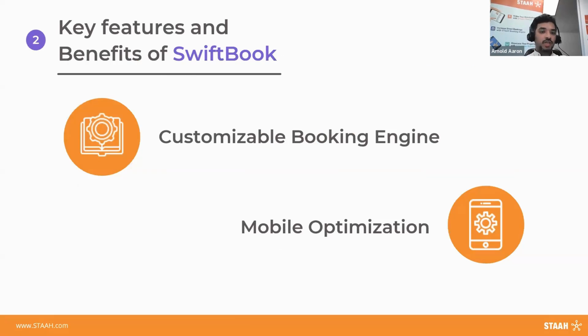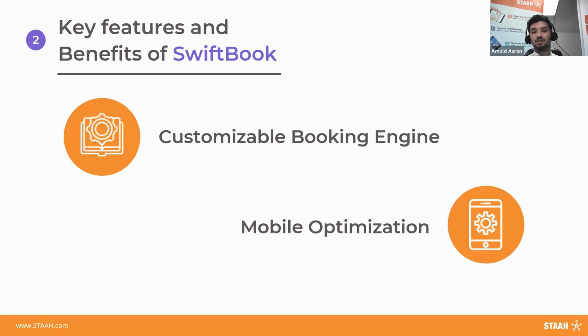What are the key features and benefits of the Swift booking engine? I think the main important one is the customizability of the booking engine. So yes, SwiftBook does offer some level of customization, whether it's related to fonts or colors. SwiftBook can do that. And what this does is it allows you to customize your booking engine to match the brand, to match your website, so that it looks like one flow when the customer goes from the website onto the booking page.